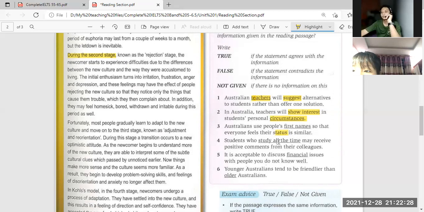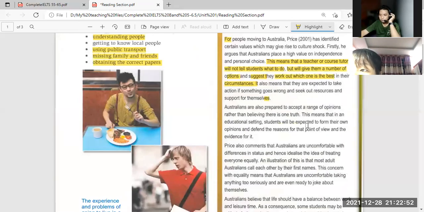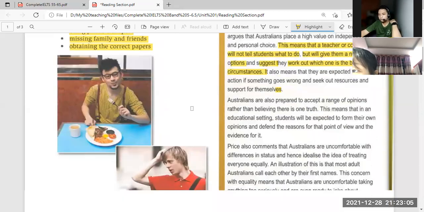You understand? Yes. Okay, what about similar? Do you know the meaning of similar? Yes. Okay, very good. Now, Australians use people's first names so that everyone feels their status is similar. So pay attention to first names. Can you find first names here? Where can you see first names? Where can you find first names?